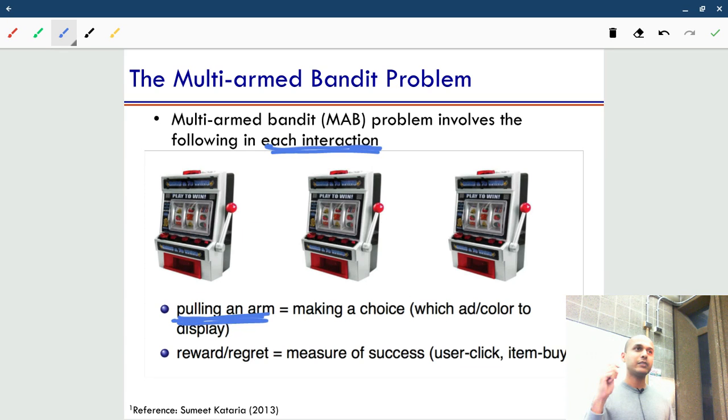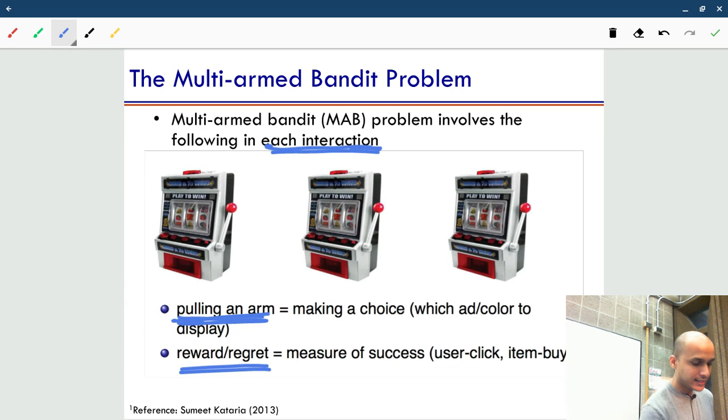So that's going to be my action. So that's like pulling an arm. Pulling an arm one means I show website A, pulling an arm two means showing website B to the current user who's at the doorstep, who's opened the web page.